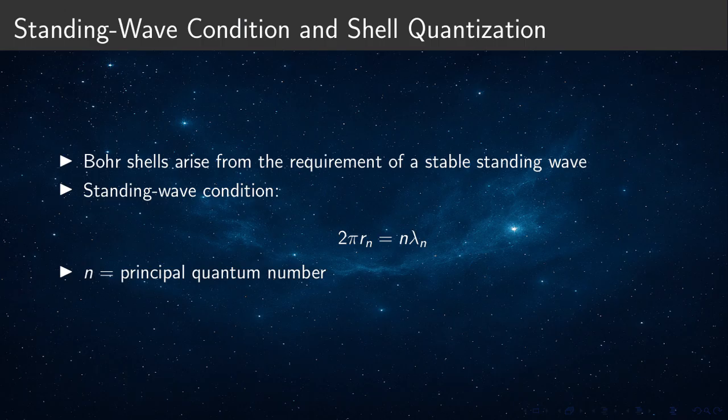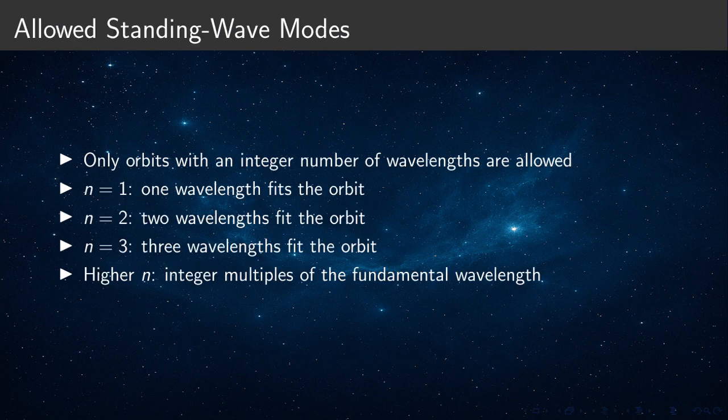The physical interpretation of Bohr's quantized shells follows directly from the requirement that the electron's matter wave form a stable standing wave around the nucleus. This condition is expressed as 2 pi R_n equals n lambda_n, where n is the principal quantum number. This condition implies that only orbits in which an integer number of wavelengths fits around the circumference are permitted.